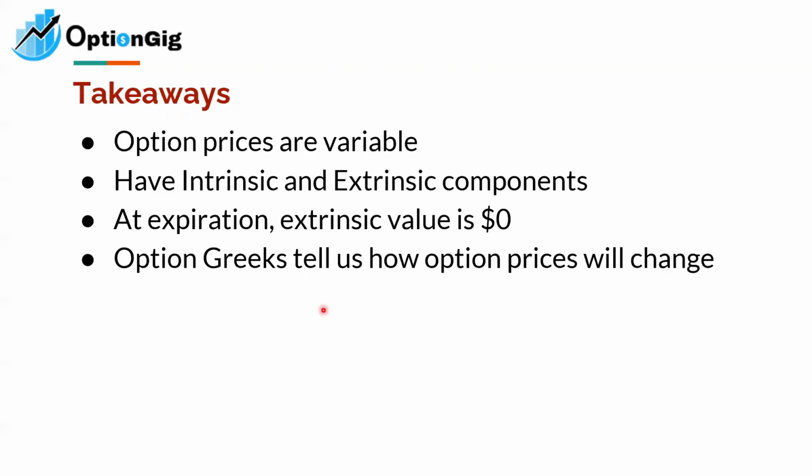Option pricing can be divided into intrinsic and extrinsic components. At expiration, extrinsic value is 0. The reason? This is a time value. There is no time left, so time can't impact anymore because it's expired. So the extrinsic is 0. And option Greeks will tell us how the option prices will change.